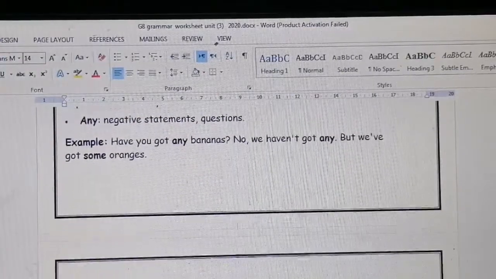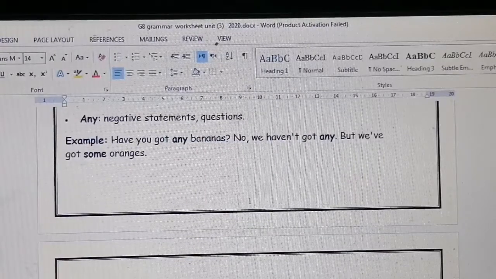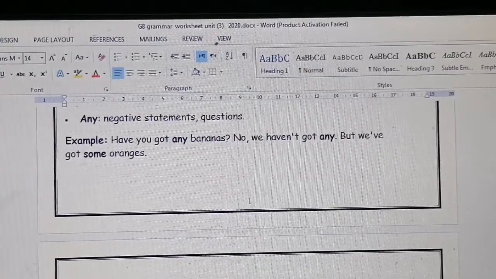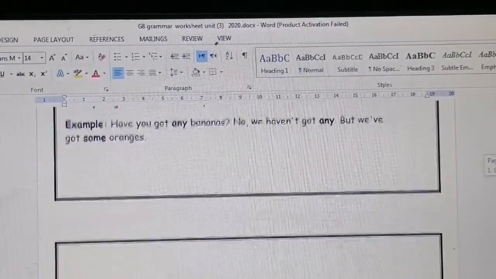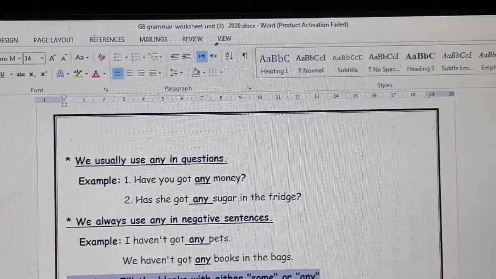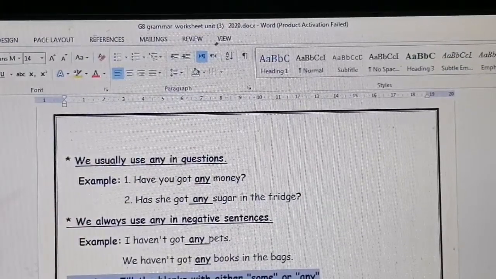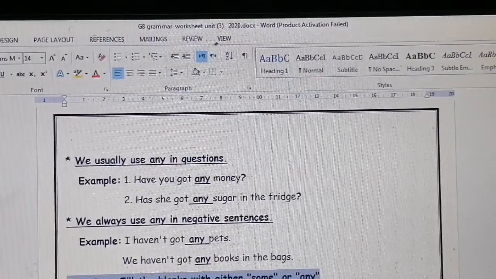The next one. Example: have you got any bananas? No, we haven't got any, but we've got some oranges. Okay? The use of some in questions is not very popular. We don't use it a lot, okay? We usually use any in questions. Have you got any money? Has she got any sugar in the fridge?